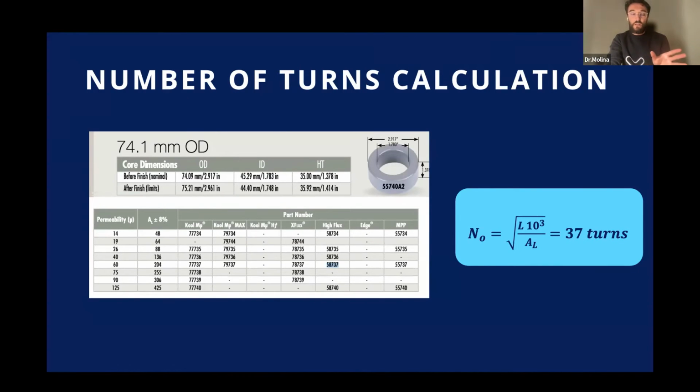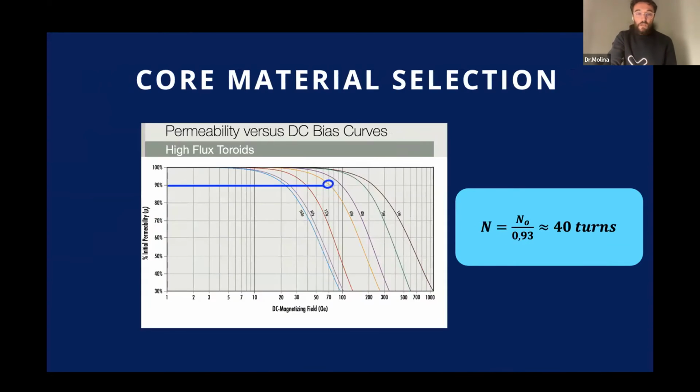The problem with this kind of material is that the permeability drops with the current, and then you have to make some calculations to have the final value of the number of turns to ensure that you will have the inductance that you require at a specific current. Usually this inductance is, say, for almost zero current or maximum current.